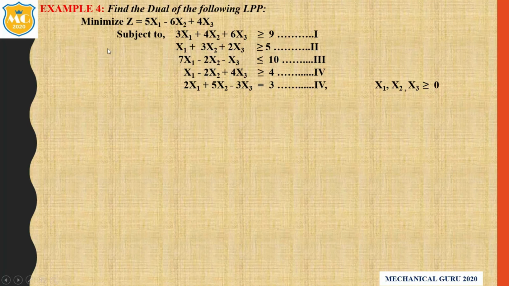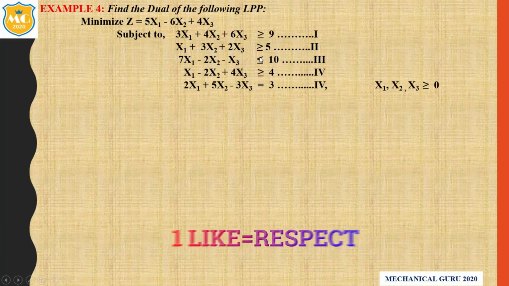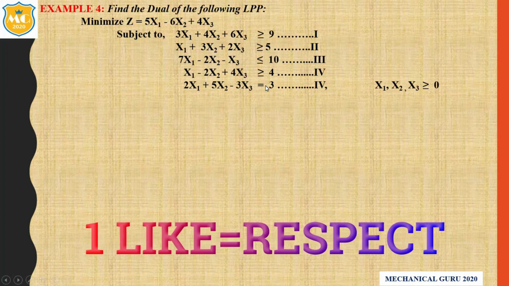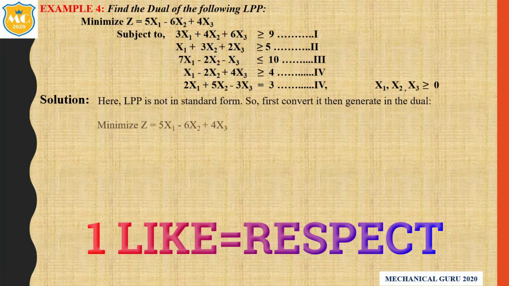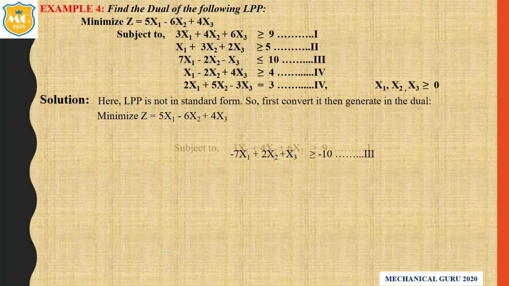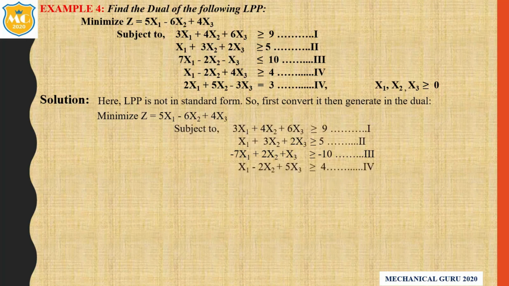Okay, same example here, just the signs are different. Okay, the problem is minimization. So here the signs are greater than or equal to, less than or equal to, and equal to. So first we have to convert to standard form. Here the third equation sign is less than or equal to, so first we have to convert it into standard format. Okay, minimize z, the third equation same, multiply by -1 on both sides, the remaining equations as they are. Okay, so here the problem is in standard format.